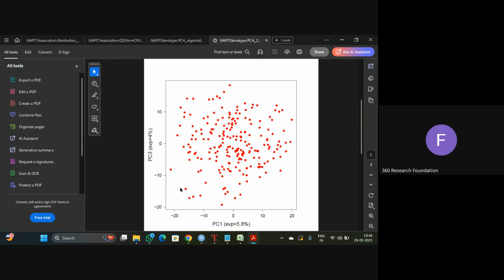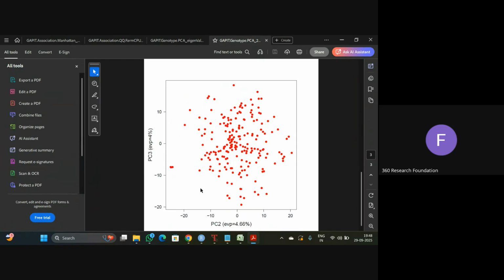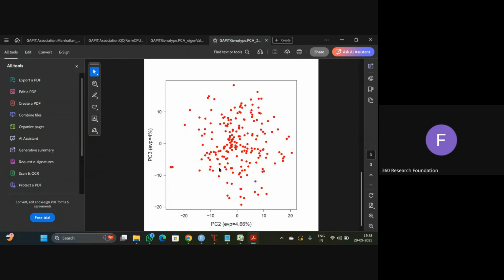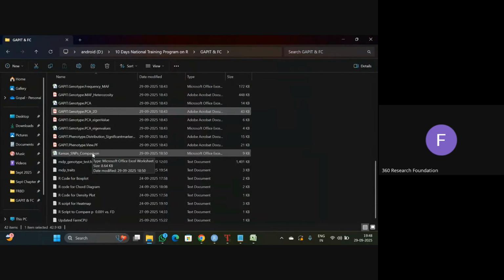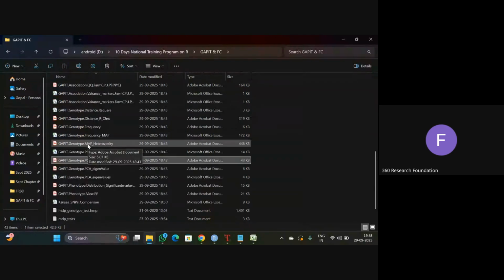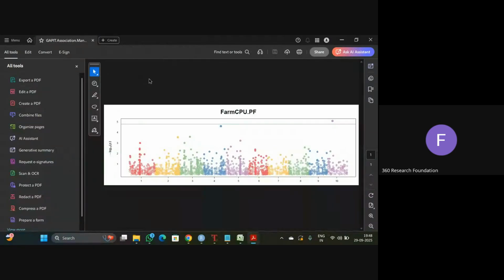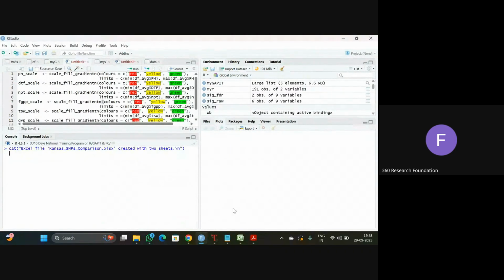As during analysis we mentioned the first three components, here all the three components are there. This is the... once we run for all five, that's the circular Manhattan plot.